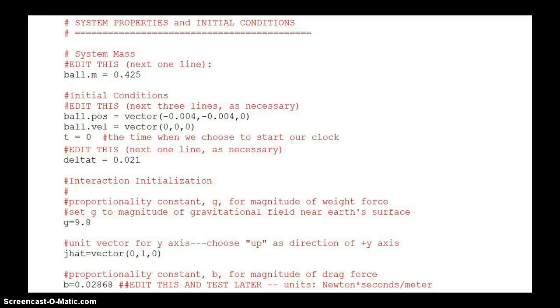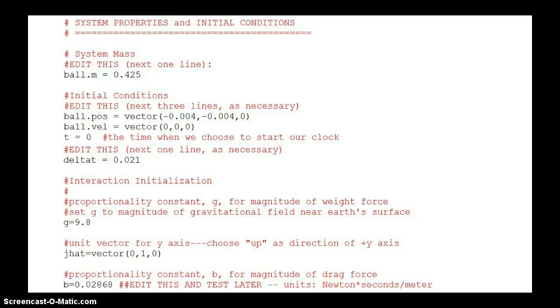The code is first initialized using the ball.m variable, setting the mass of the ball to be 0.425 kilograms. The ball.pos variable is set to be the vector negative 0.004, negative 0.004 meters, because that is the first point mass in the Tracker. Since the ball begins to fall from rest, the ball.vel variable is set to be 0, 0, 0 meters per second. The time step is set to be 0.021 seconds, and the gravitational constant g is the constant 9.8 meters per second squared.